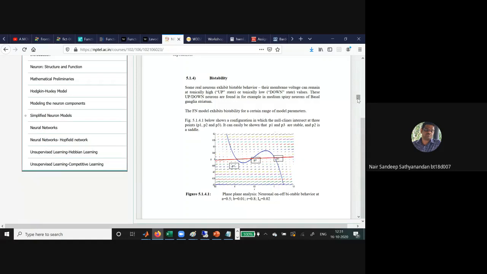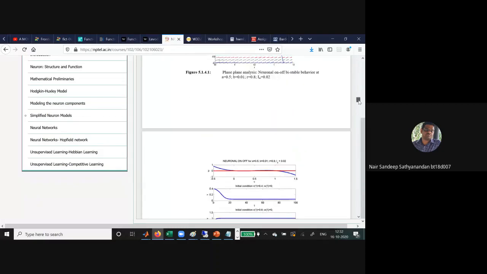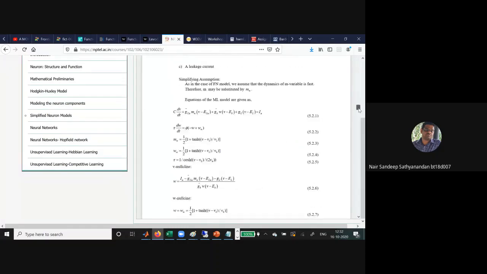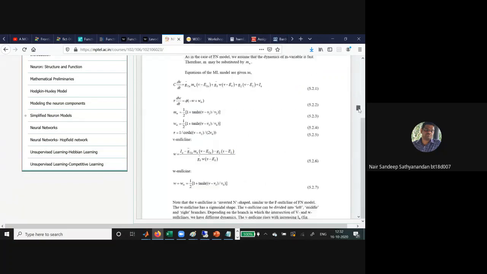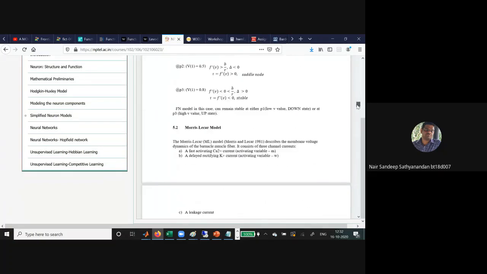And the intersection of these nullclines contributes to different kinds of fixed points, which can be stable or unstable. So this is bistable. This FitzHugh-Nagumo model exhibits bistable behavior. So now, what is the difference between the FitzHugh-Nagumo model and the Morris-Lecar? I think this is already covered in the class.